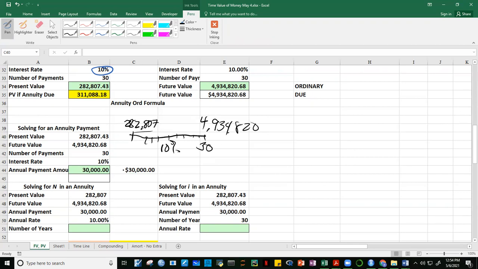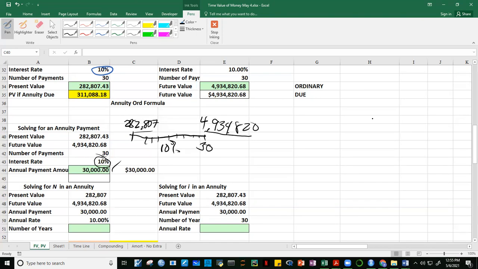Tapos, na-compute din natin to, no, yung 30,000. Sabi natin, yung 30,000 yan, equivalent yan sa 282 ngayon or 4,934 in the future. 30,000 annually received for 30 years is equivalent to 282,807 now, assuming that the rate of return interest rate is 10%. Or, yung 30,000 na yan, annually for the next 30 years, okay, is equivalent to 4,934 at the end of 30 years. So just take note of the equivalences, no? Kasi baka magkamali tayo dun sa paggamit natin ng mga cash flow na yan when we're solving problems.